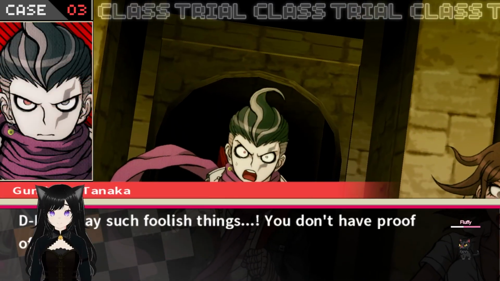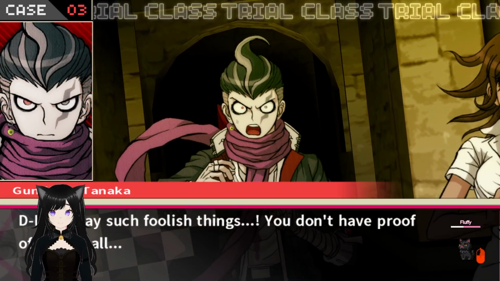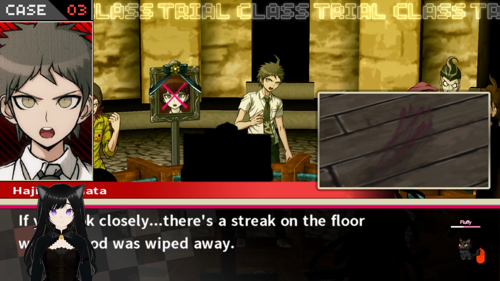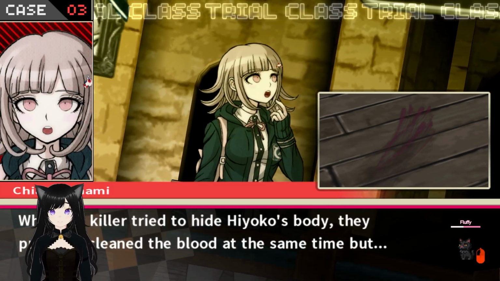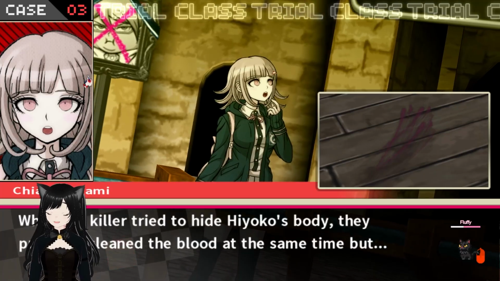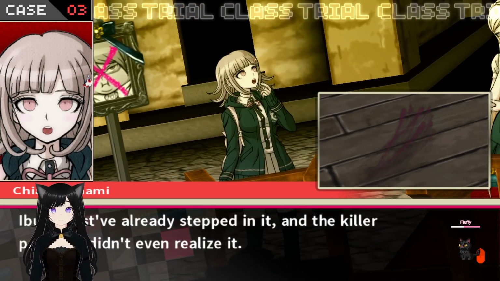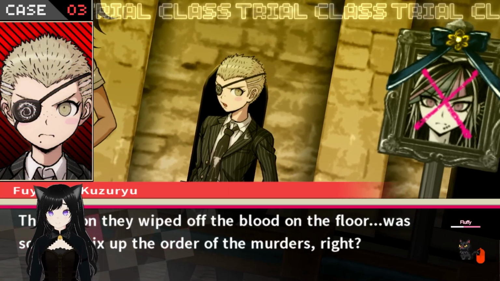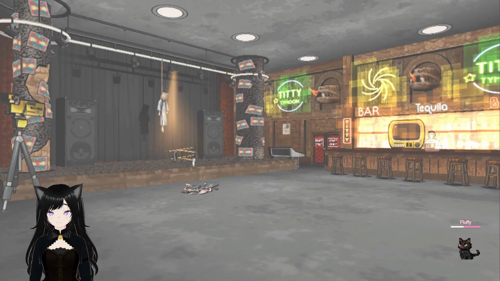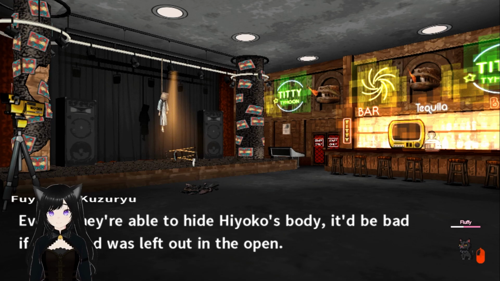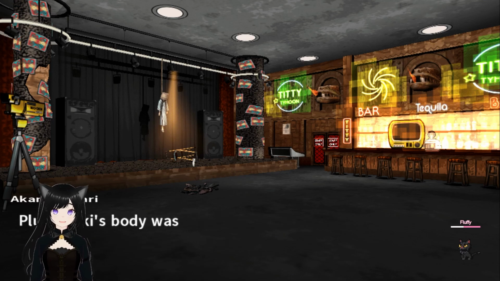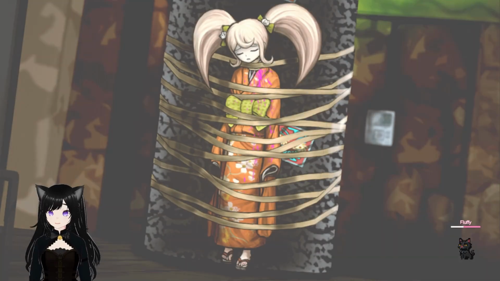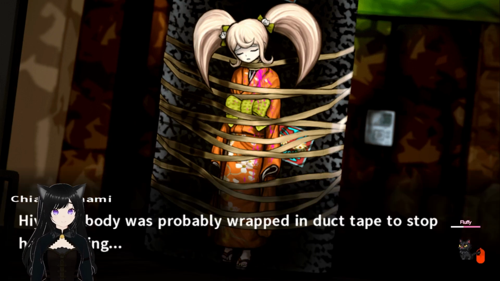Don't say such foolish things. You don't have proof of that at all. Yes, I do. If you look closely, there's a streak on the floor where blood was wiped away. When the killer tried to hide Hiyoko's body, they probably cleaned the blood at the same time, but they didn't get it all. Ibuki must have already stepped in it, and the killer probably didn't even realize it. The reason they wiped off the blood on the floor was so we'd mix up the order of the murders, right? I guess so. Even if they're able to hide Hiyoko's body, it'd be bad if her blood was left out in the open. Plus, Ibuki's body was left out in the open, and it wasn't bleeding from any open wounds at all. That is true. Hiyoko's body was probably wrapped in duct tape to stop her bleeding.